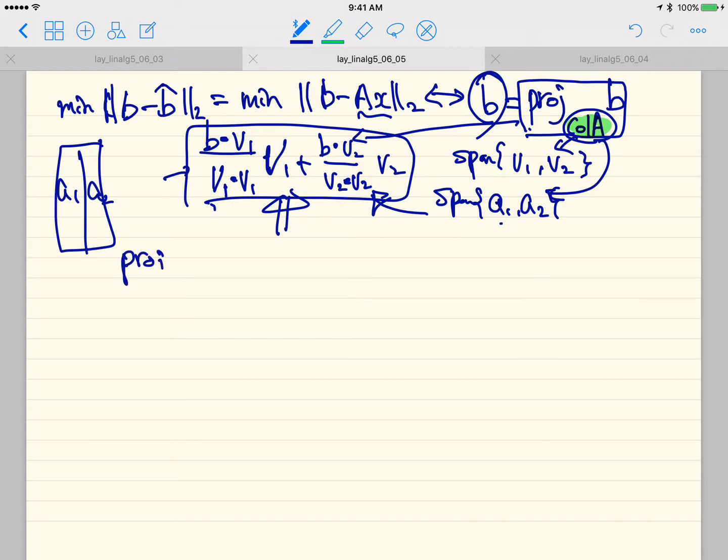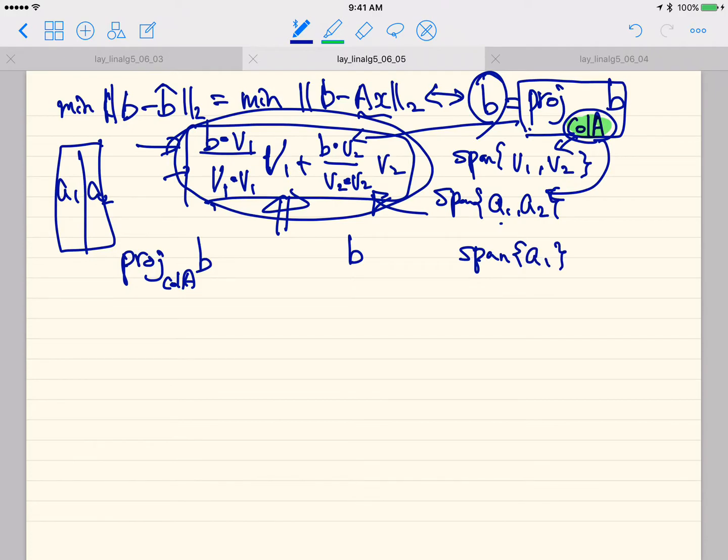So this is the projection onto the column space of A of B. We have a B here, and then we have the subspace here, and then this should be the orthogonal projection, right? And if you remember how we obtained this equation, how did we obtain this? Do you remember this? We have a B, and suppose we have a subspace spanned by just A1. In this case, we obtain this.